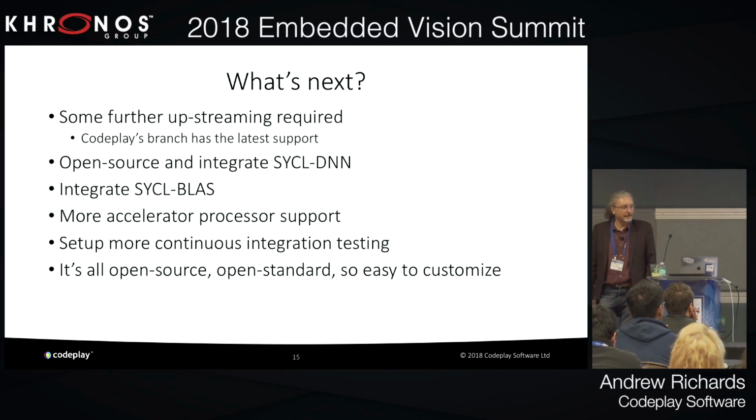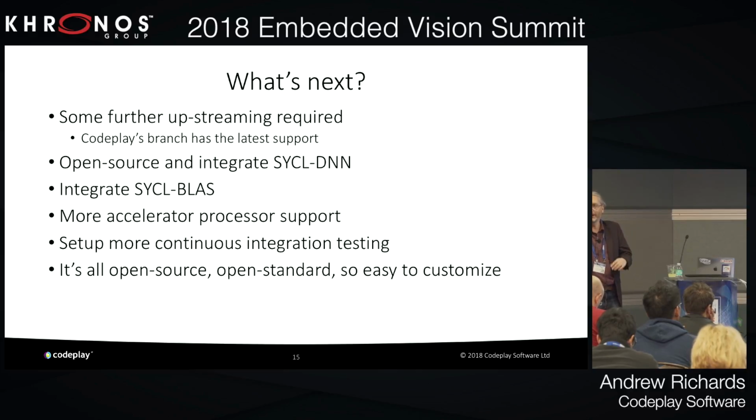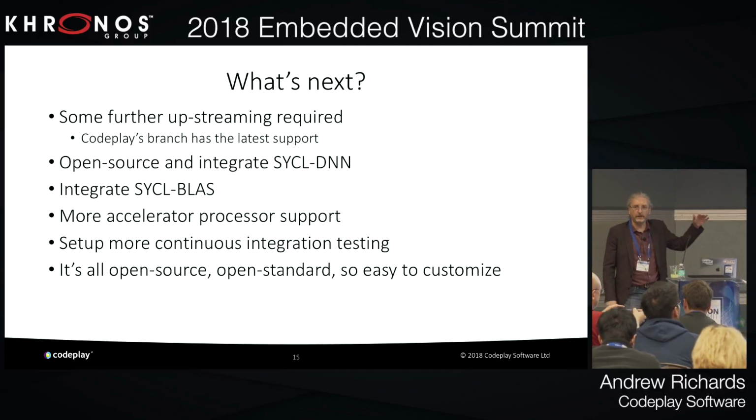So, what's next? We need to do some further upstreaming. Like I said, most of it is in our repository. Some of it is in the Google repository. We have been working with Google on it. We're currently getting everything working on lots of devices, making some quite big changes, and getting them to accept those packages takes a little bit of time. We need to open source SYCL DNN. That's something we're doing. So we showed you that stuff, and we're going to open source that.